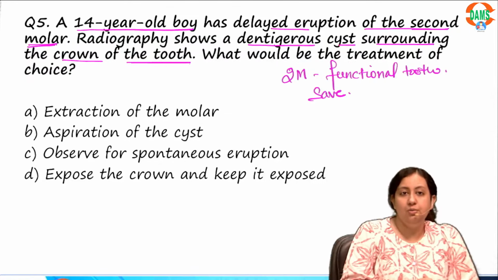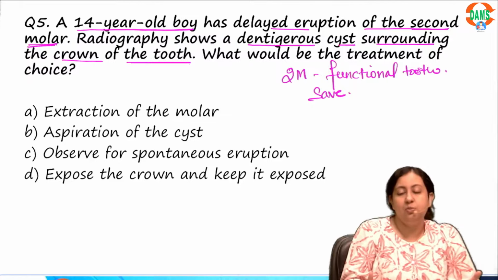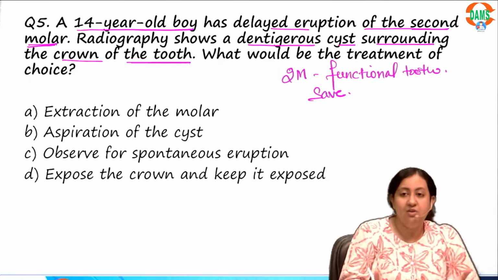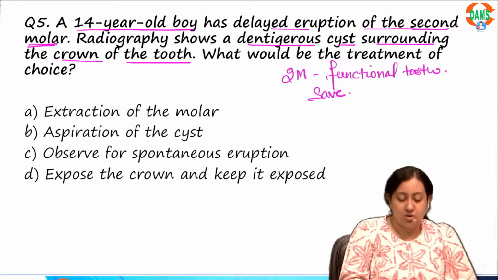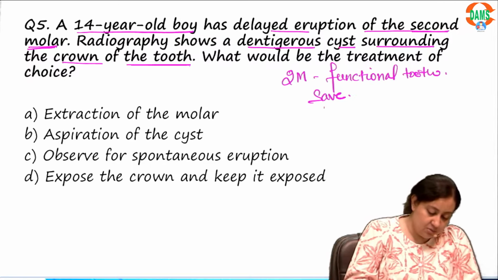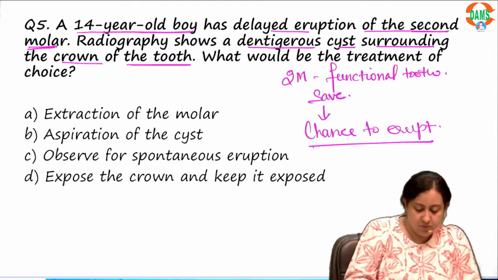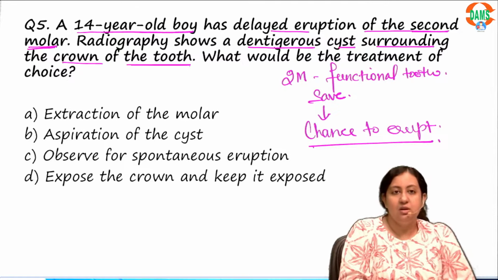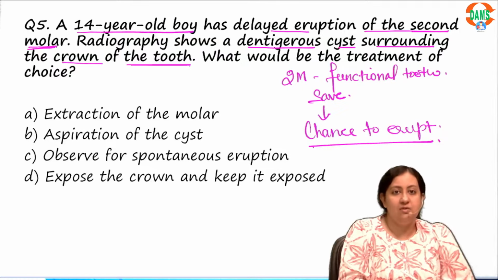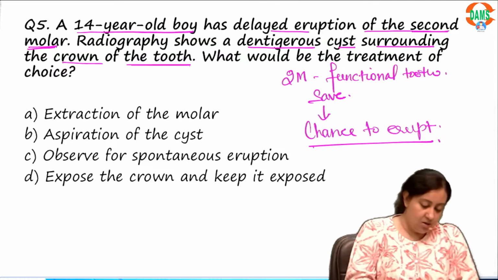So what you will do, you will give an incision, you will remove the cyst, but you will keep the crown exposed to the oral cavity so that you can facilitate its eruption. So you give it a chance to erupt. You can marsupialize the cystic lining, but you will have to keep the crown exposed to the oral cavity so that it can erupt.